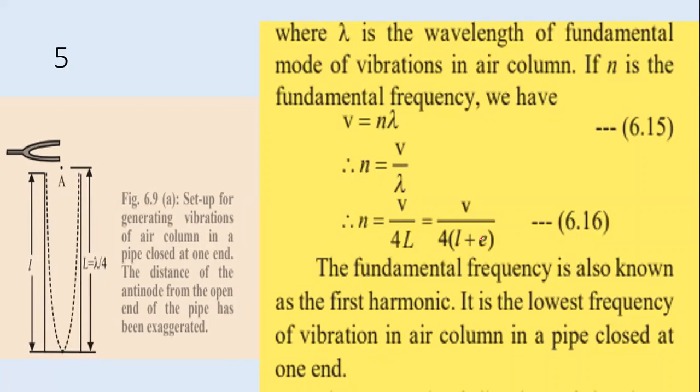Here, lambda is the wavelength of the fundamental mode of vibrations in the air column, and if n is the fundamental frequency, we have v is equal to n lambda.